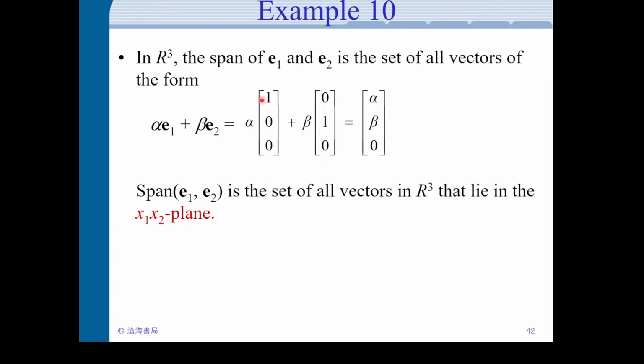So we go back to R3. Okay, and we can have a span of E1 and E2, where E1 and E2 are the standard vectors (1, 0, 0) and (0, 1, 0). Okay, and the span will be vectors of this form: alpha times (1, 0, 0) plus beta times (0, 1, 0). This is just, by definition, alpha E1 plus beta E2, and this will be (alpha, beta, 0). Okay. And then we see that the span is just everything inside this x1 x2 plane. Okay, so the third coordinate is 0.